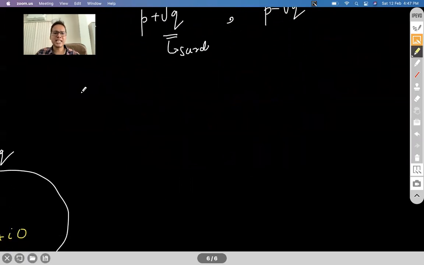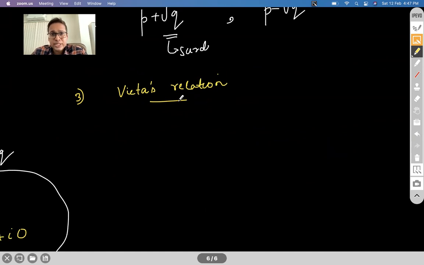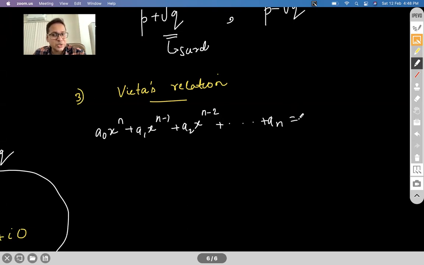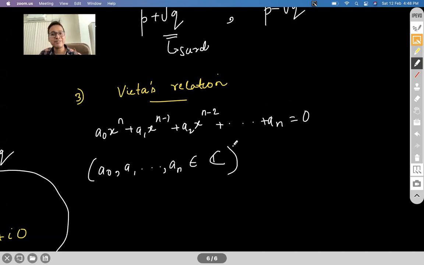Okay. The third thing that I would like to discuss is Vieta's relation, which you are already aware of, but I will like to talk about it a little bit more. See, Vieta's relation is basically a relation which relates the coefficients of any polynomial equation with its roots. Again, I'll repeat. It's a relation which relates coefficients of any polynomial equation with the roots of the polynomial equation. So let's say you have a polynomial equation of this nature. Any polynomial equation, and when I say polynomial equation, your a0, a1, etc. can all be complex numbers. So don't think they have to be purely real. No, not necessarily. They can be complex also.